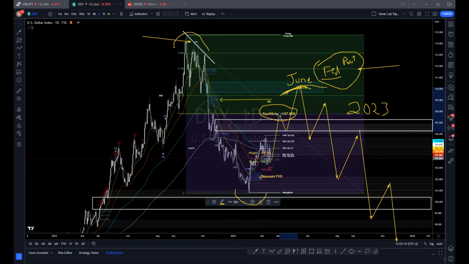And then we get into more of a risk-on sentiment situation. And then people start to move their money into gold, indexes, I mean, not the dollar, indexes, indices, and stocks.